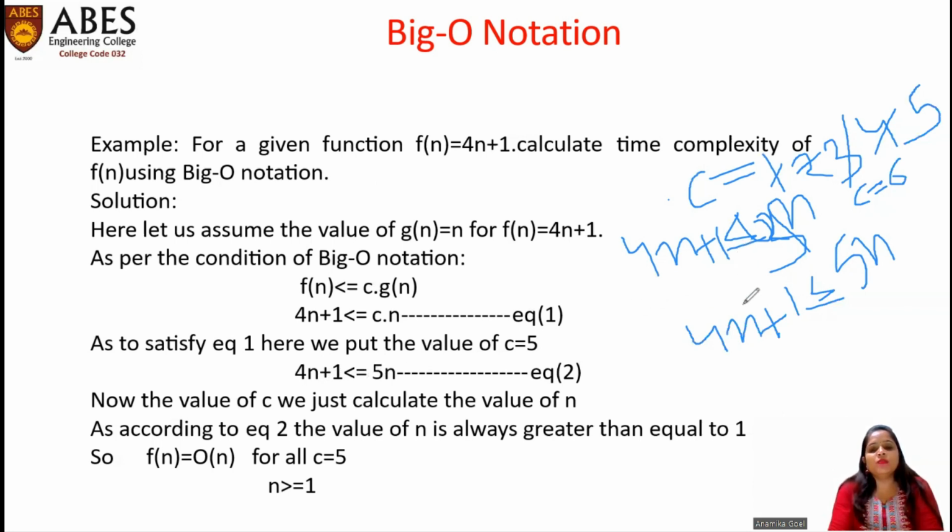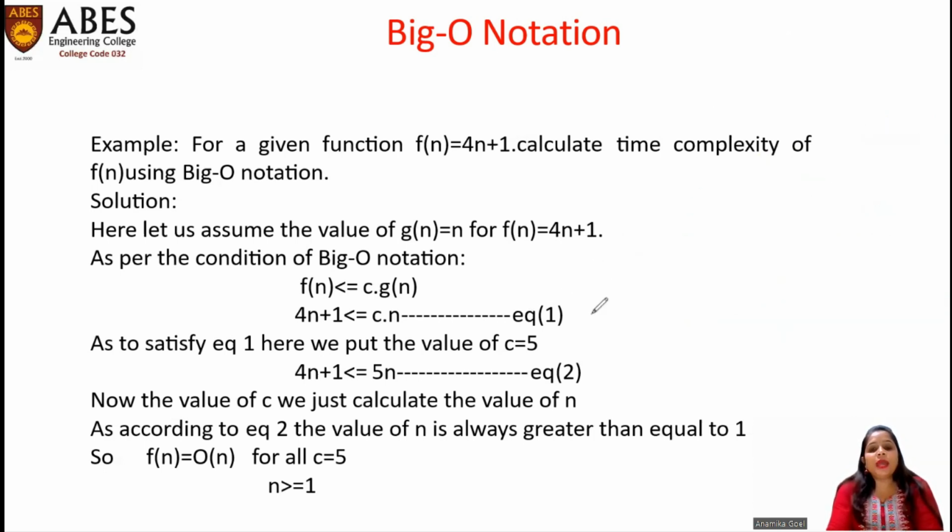After finding the value of the positive constant c, we'll find the value of n naught. What is n naught? It is the intersection point between f of n and g of n. So, for n naught, in equation number 2, we put the value of n equal to 1. Why do we put 1? Because we always assume at least a minimum of 1 unit of time each instruction will occupy as a time complexity. So, n is equal to 1 unit.